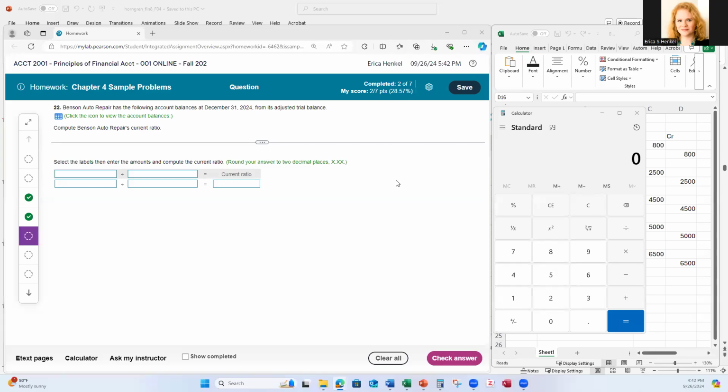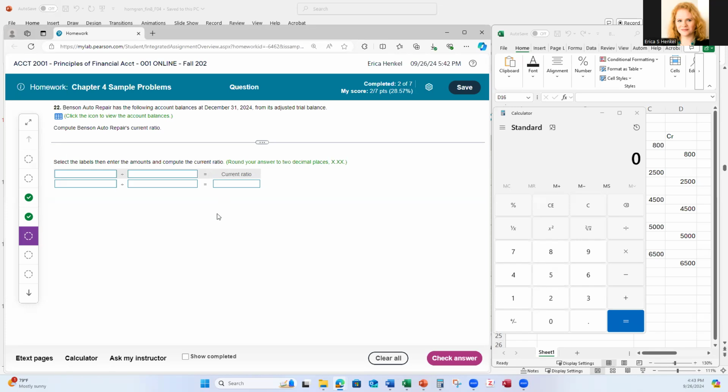Okay, picking up for our last couple problems on the Chapter 4 sample problems. We are on, let's see, 1, 2, 3, 4, problem 5. Problem 5 here is to calculate the current ratio. So we need to know the formula, all right?